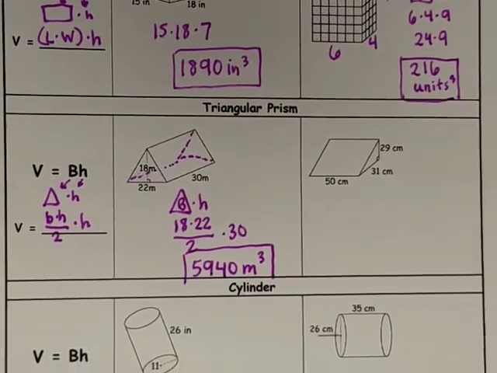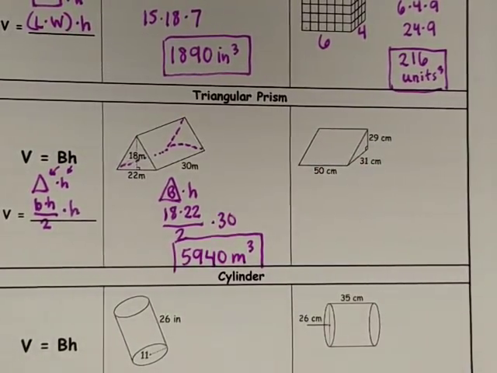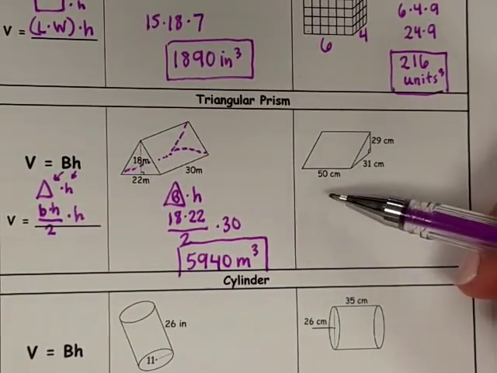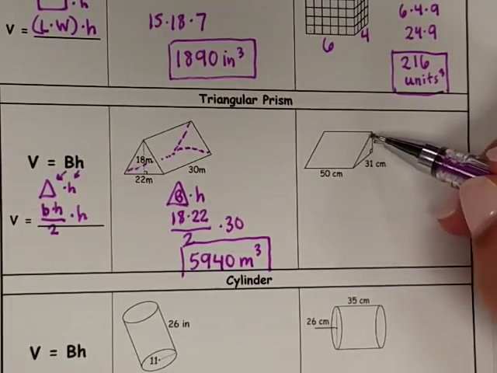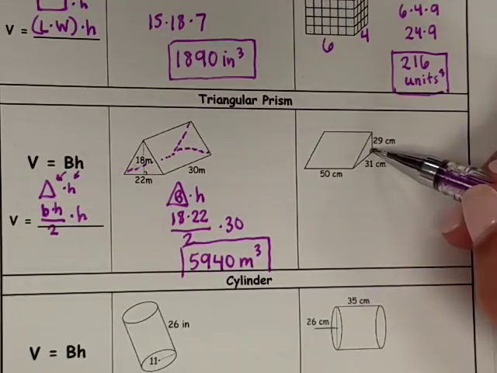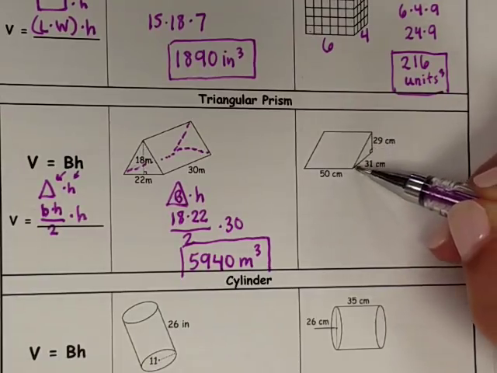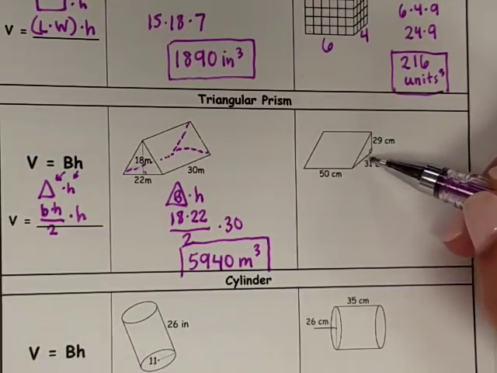Okay. All right, the next shape's still a triangular prism. This one kind of looks like a ramp, but the base shape is this guy right here. You can tell it's a right triangle because of this little symbol right here indicating that that's 90 degrees. So we know that this triangle is 29 centimeters high and 31 centimeters in length.